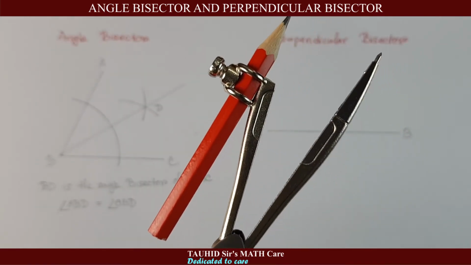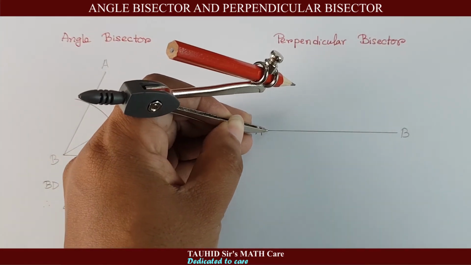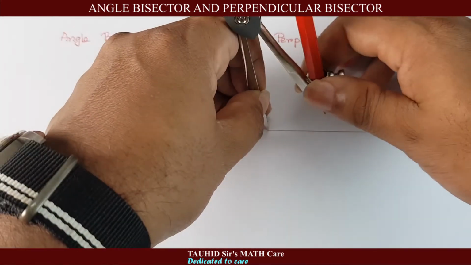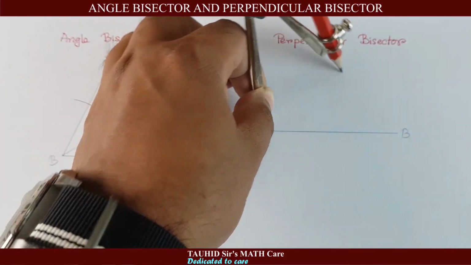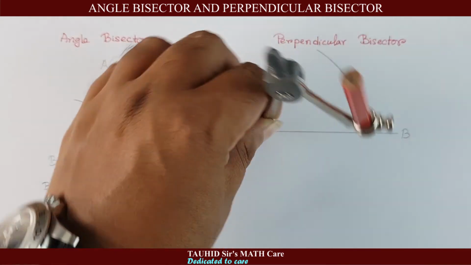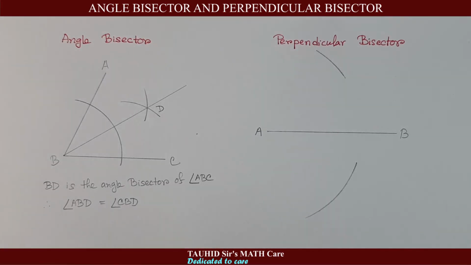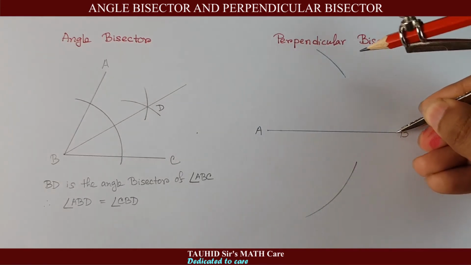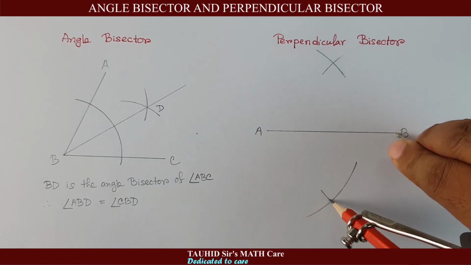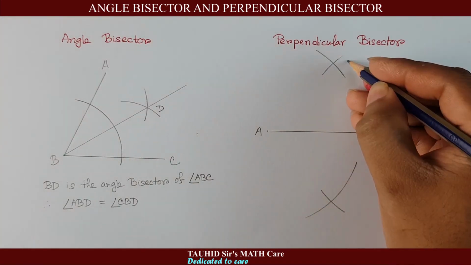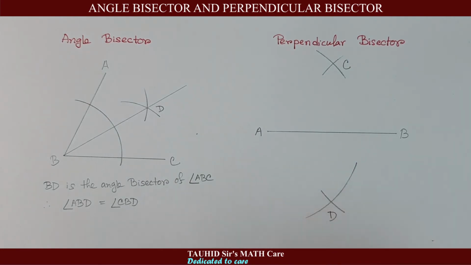For doing this, again we will take the compass. We will put the compass pin here. We will take a radius which is greater than half of AB. From A we will draw two arcs on both sides, and from B we will again draw two arcs on both sides. These two arcs intersect at the point C and at the point D.